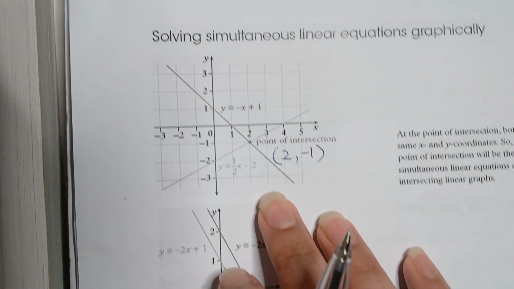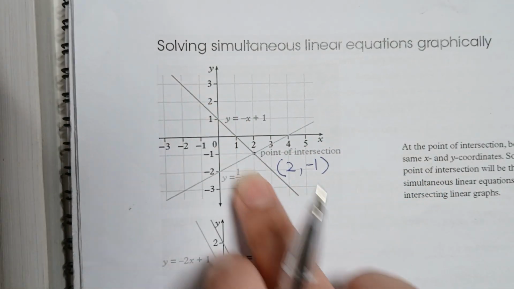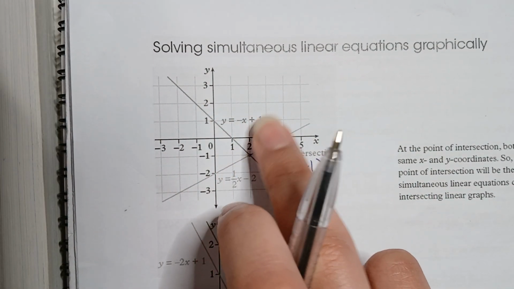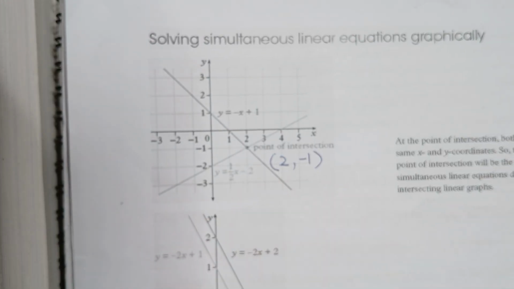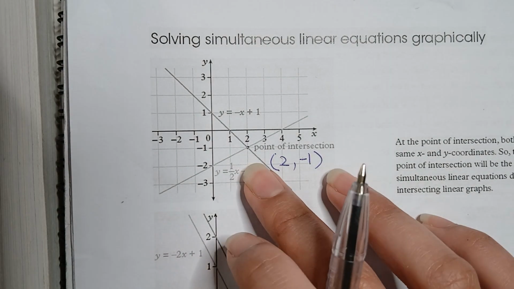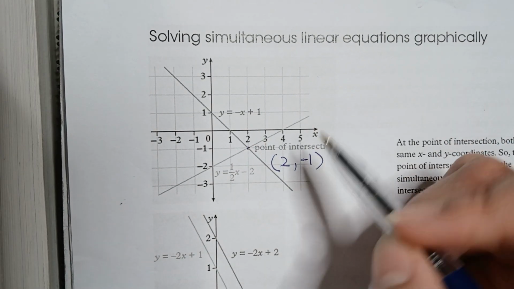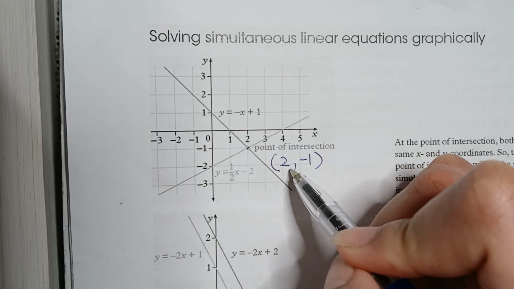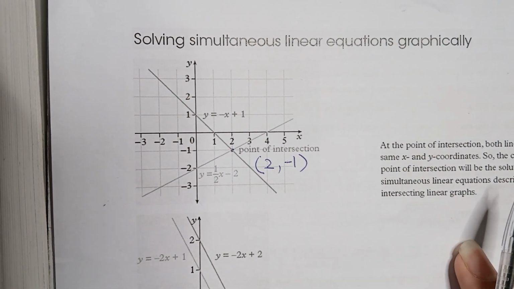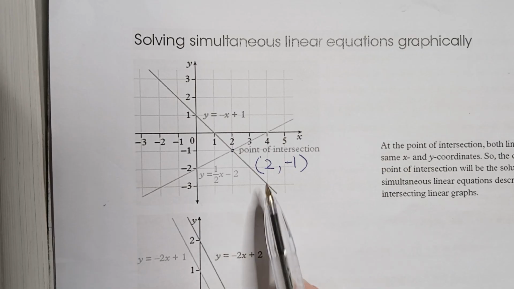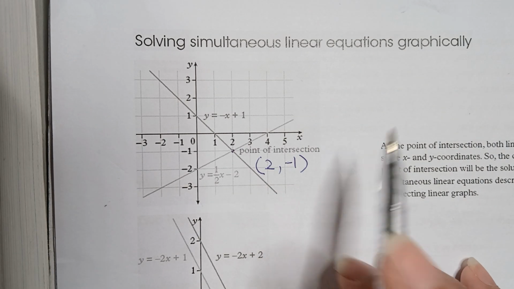So now look at this graph here. We have two straight lines. The first one is this line here, y equal to negative x plus 1. We got this line, y equal to a half x minus 2. You can see that these two lines cross each other at a point. We call this point the intersection. At this point of intersection, 2 and negative 1, they share the same x and y value. And so the coordinates of the point of intersection will be the solution for the pair of simultaneous equations.